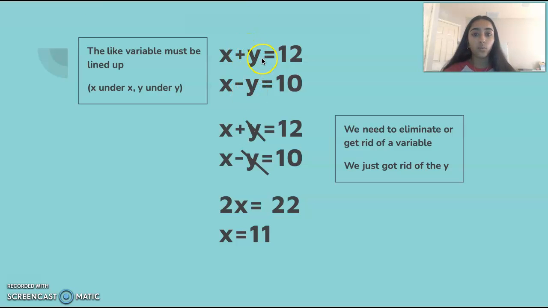And notice that the y variables have different signs. So your immediate first thought should be, I'm going to get rid of the y variable since it has different signs. So to get rid of this, we would just cross out both of the y's, and then add up the x's and the numbers. So you get 2x plus 0, or you don't even need to write the 0, equals 22. So you divide by 2 on both sides, and you would get x equals 11.